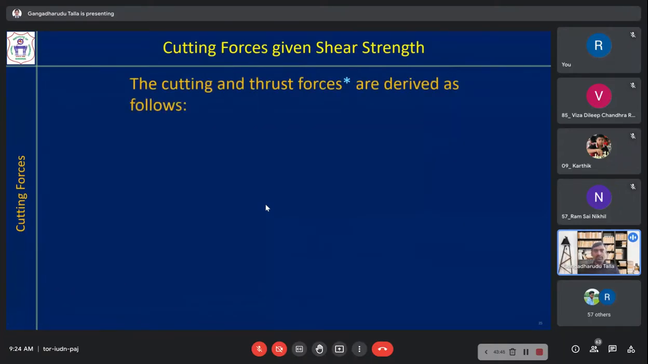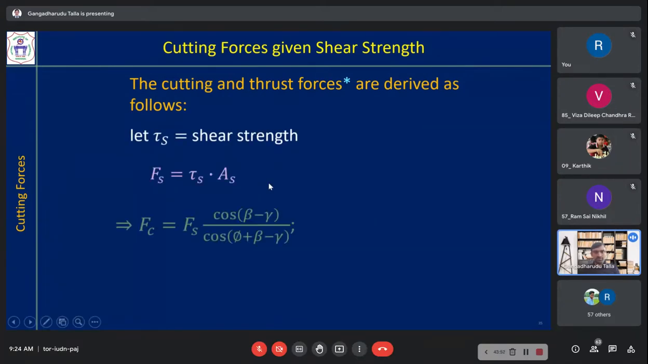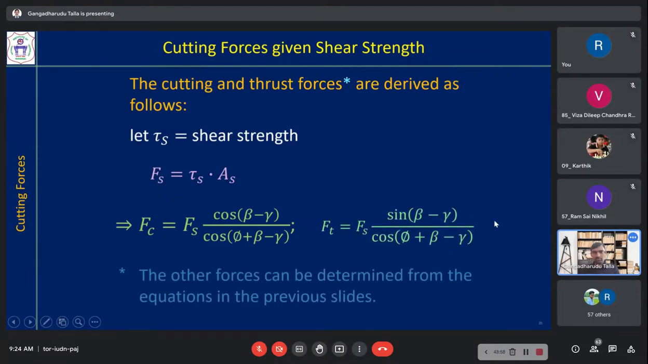The cutting and thrust forces are derived as follows. Tau-S is shear strength, we all know that. Fs is Tau-S into As, very well known. Fc is equal to this from Merchant theory. Ft is equal to this. All these are known quantities only. Other forces can be derived from the equations of previous slides. They are nothing but the equations we have got from the Merchant theory. Fc is equal to this, Ft is equal to this. So we have expressed both of them in terms of Fs, where Fs is equal to Tau-S into As. All these have come from the Merchant circle.